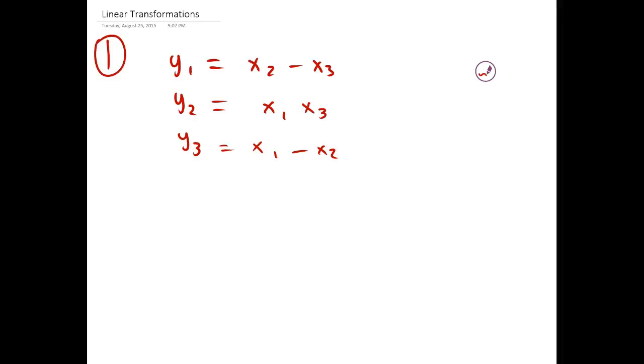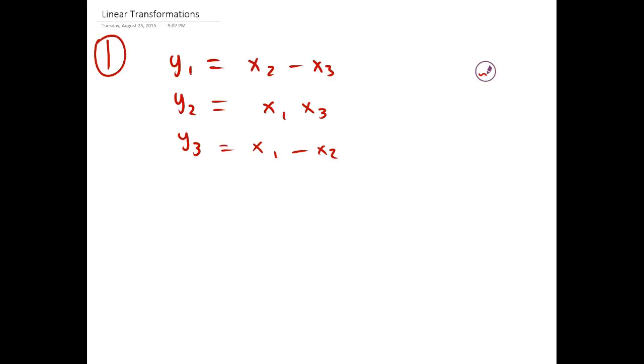We're going to do some example problems for linear transformations. For our first problem, we have this transformation given by these three equations: y1 equals x2 minus x3, y2 equals x1 times x3, and y3 equals x1 minus x2. We're asked to find if this transformation is linear or not.